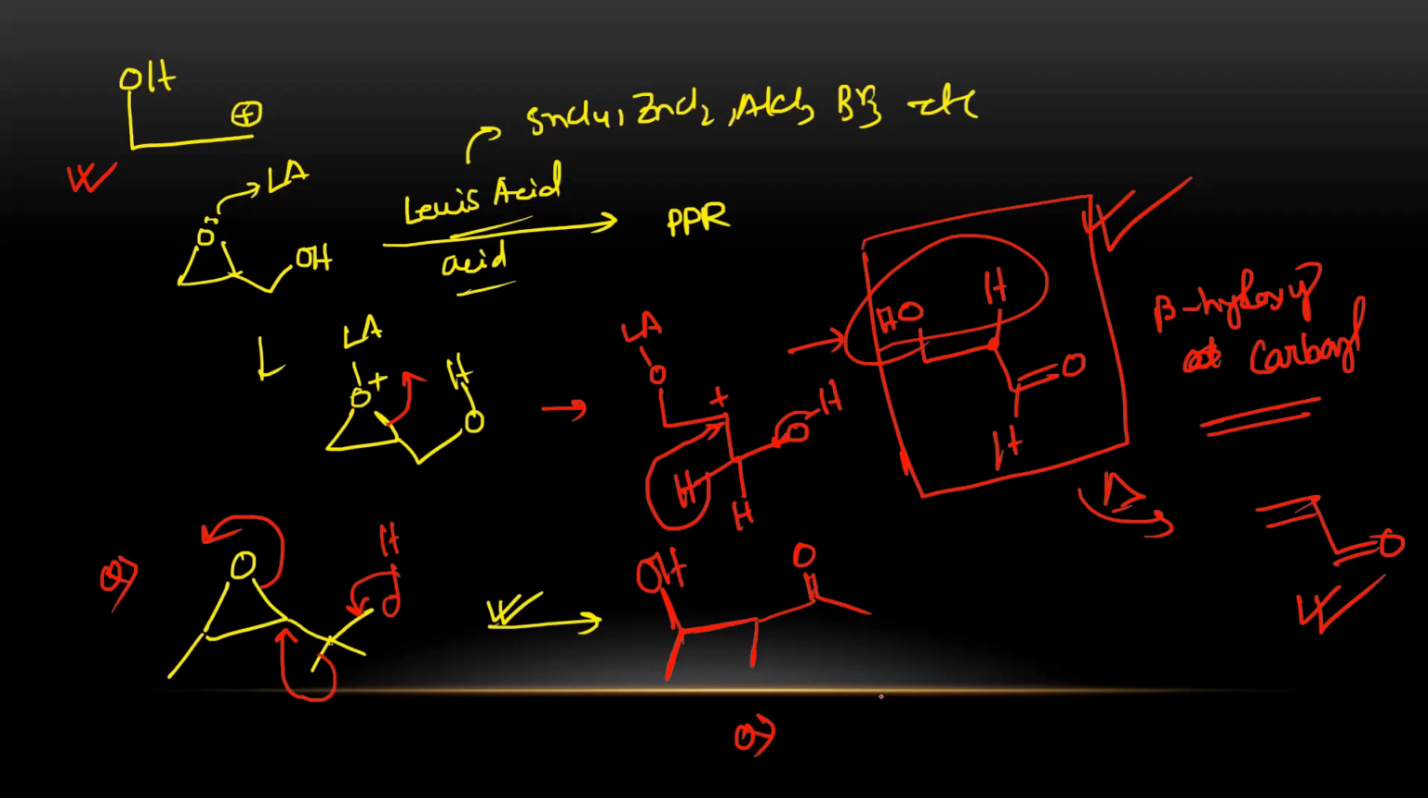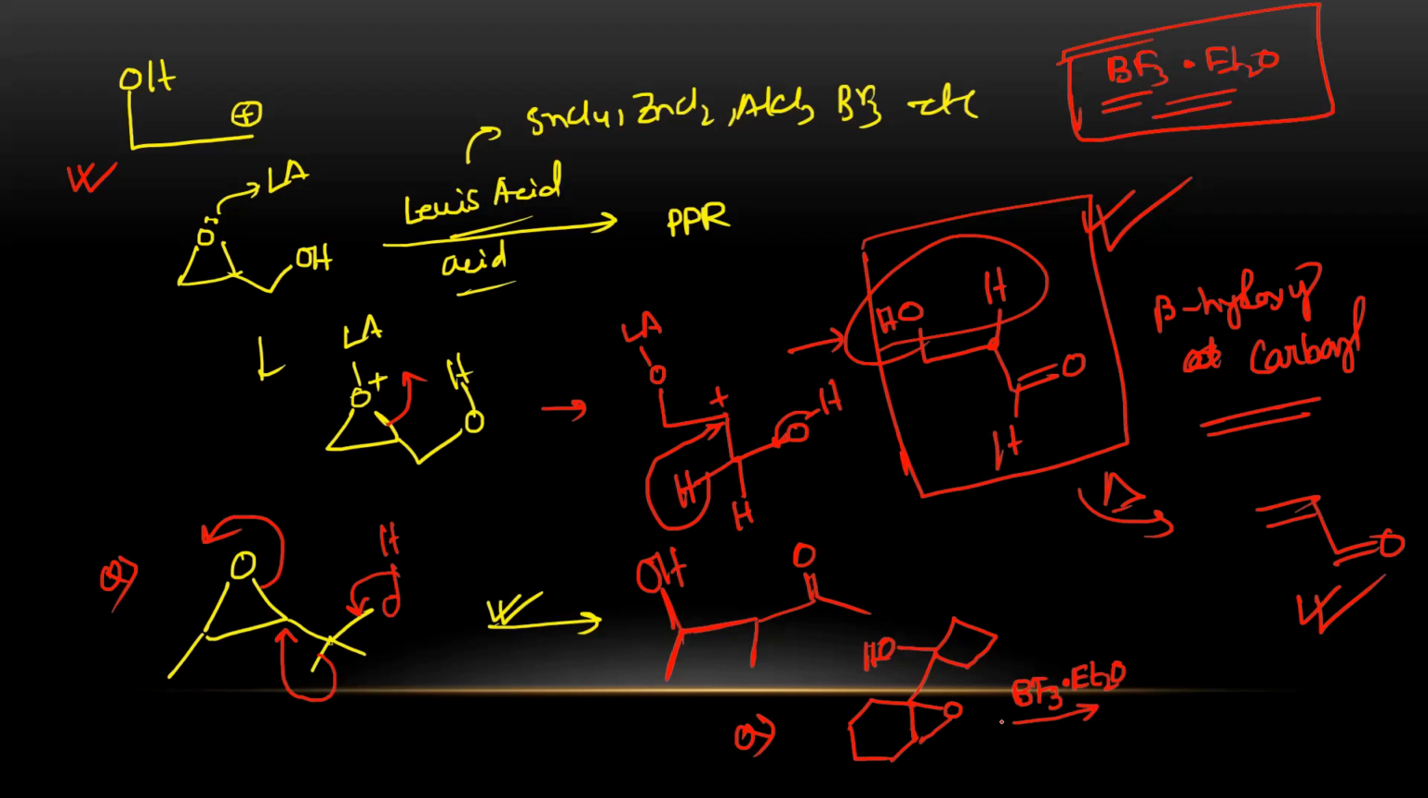Now another question, a little more difficult. The reagent is BF3 dot Et2O. Generally, for some reactions, normal BF3 is given. It is basically a Lewis acid, but actually BF3 is always associated with Et2O, as a BF3 Et2O complex. Okay, so what should be the answer?